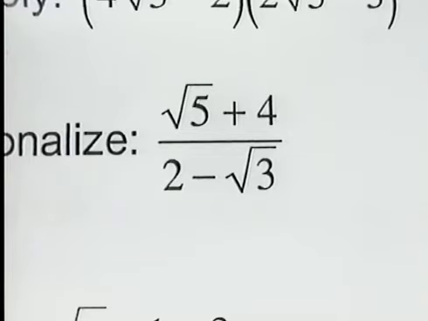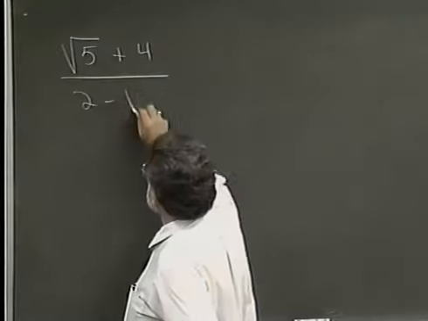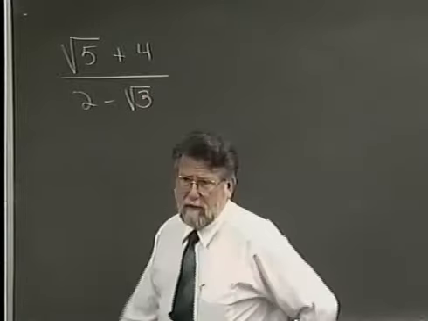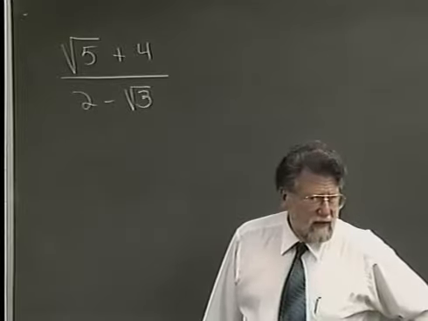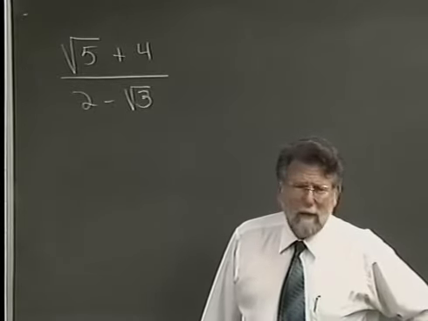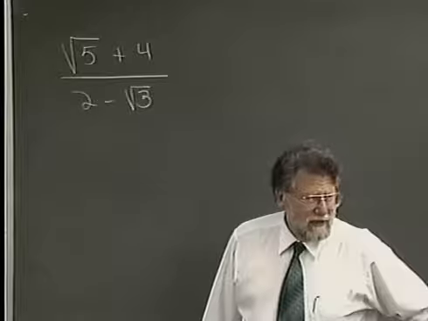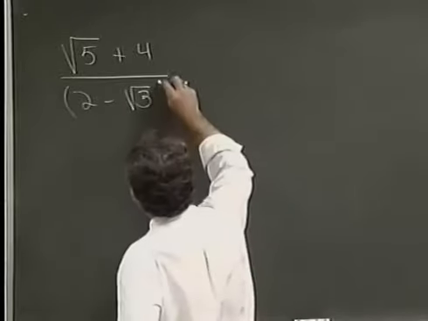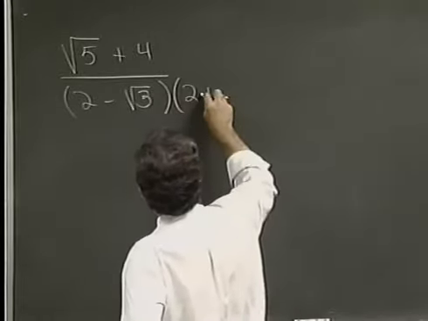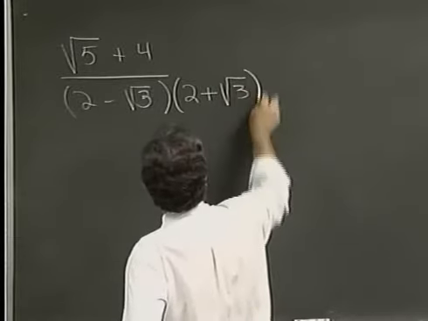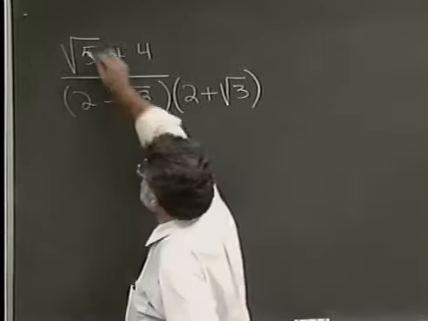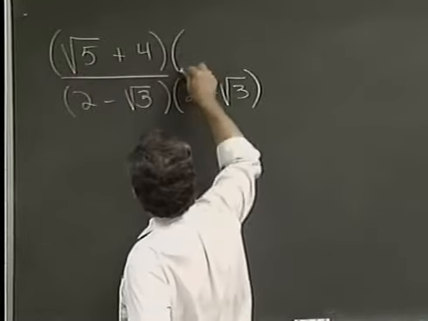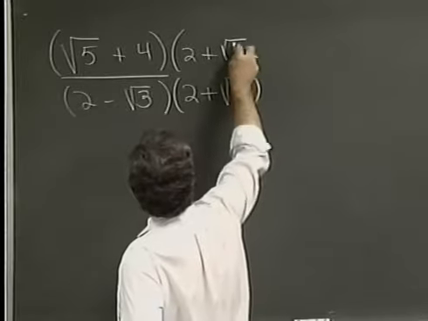The square root of 5 plus 4 over a denominator of 2 minus the square root of 3. Now, question. You have to rationalize the denominator. Remember the conjugate. So I want the conjugate here, and that is 2 plus the square root of 3. Some of you kept it as 2 minus. Of course, what you do there must be done where? In the numerator also.